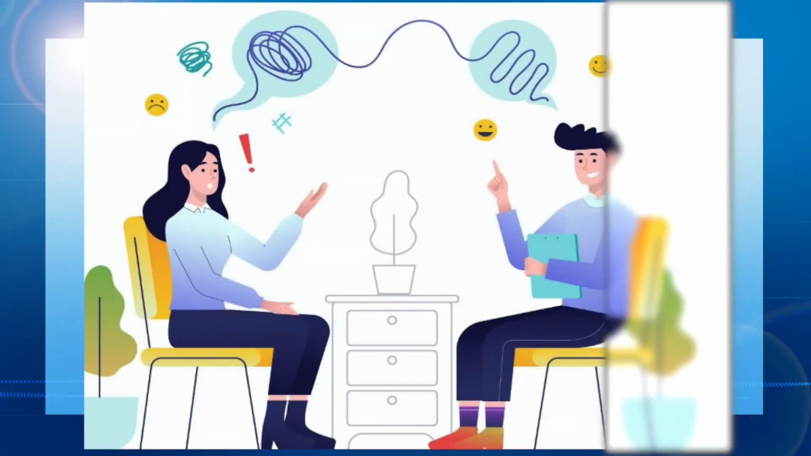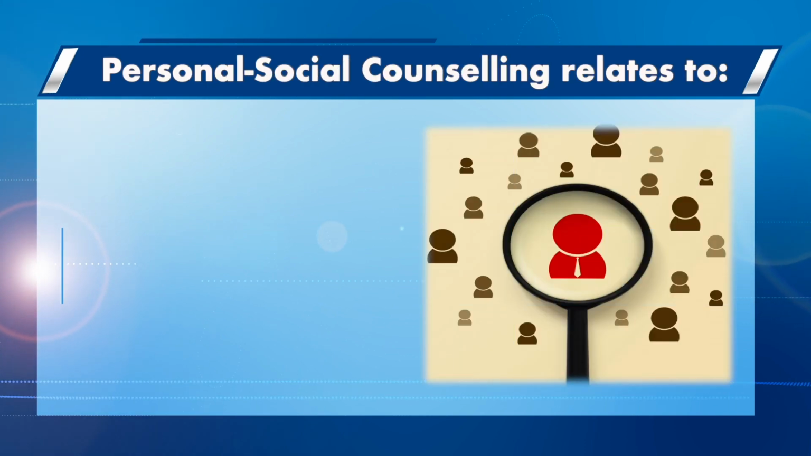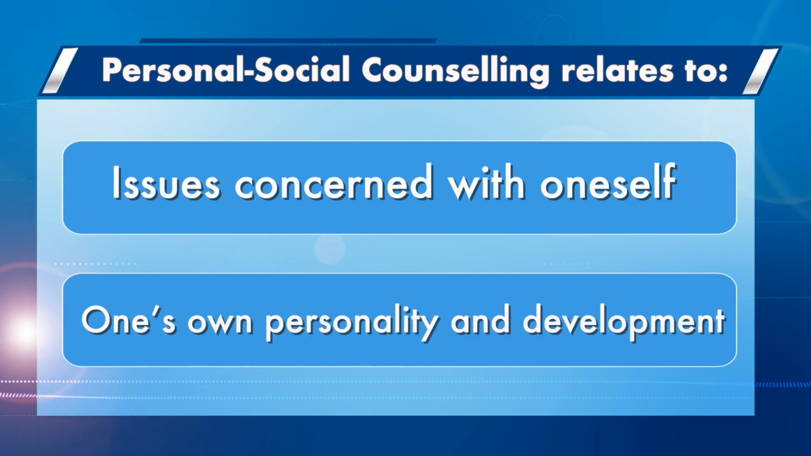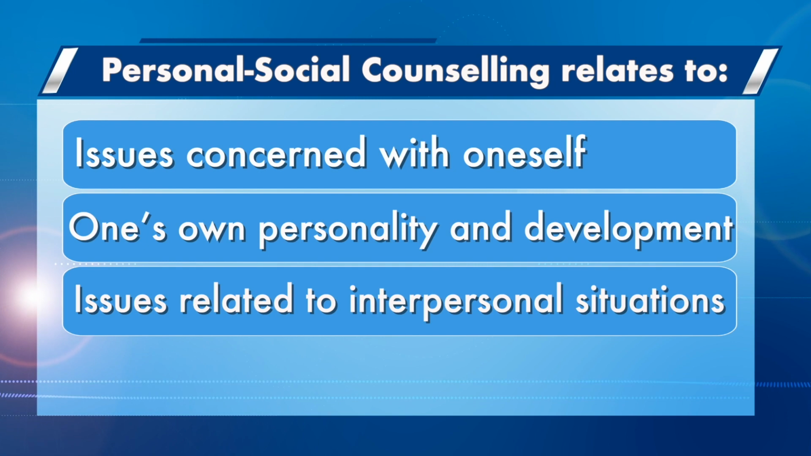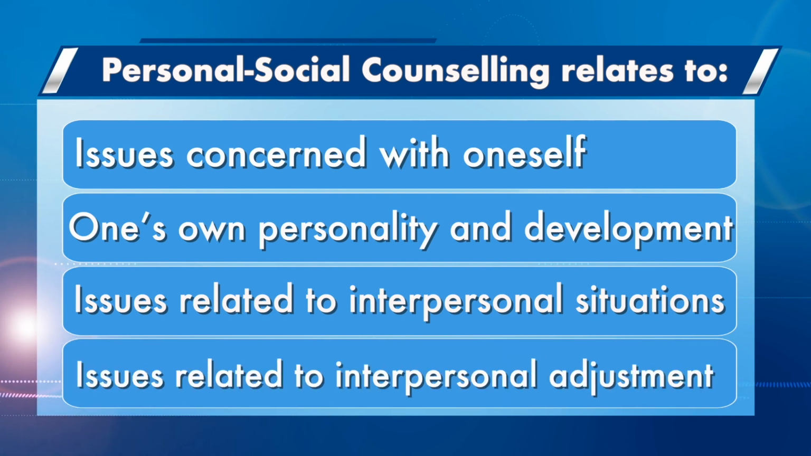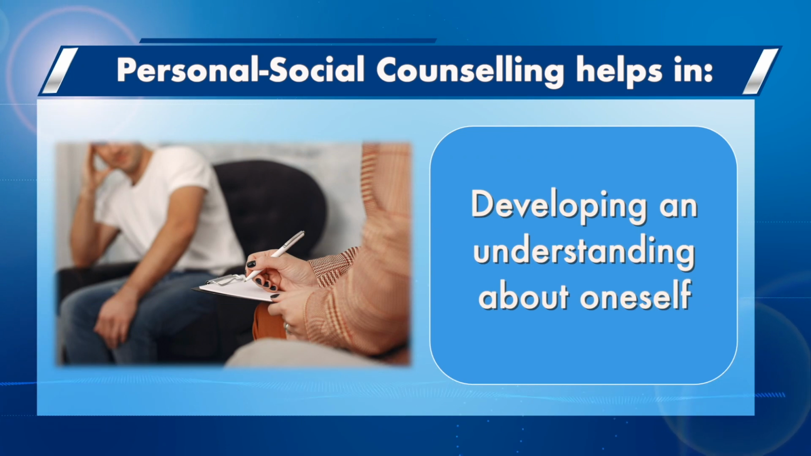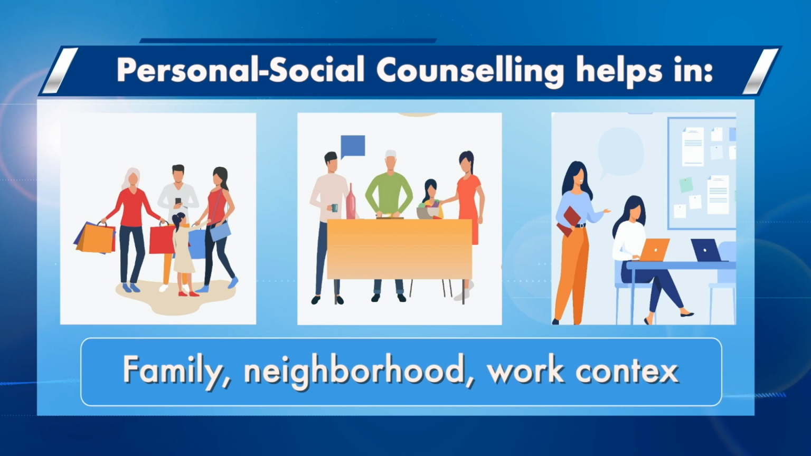Now let us see the third type of counseling, that is personal social counseling. It relates to the issues concerned with oneself, that is one's own personality and development, as well as issues related to interpersonal situations and adjustment. So it helps in developing an understanding about oneself as well as others around us, in the family setup or in the work setup and so on.